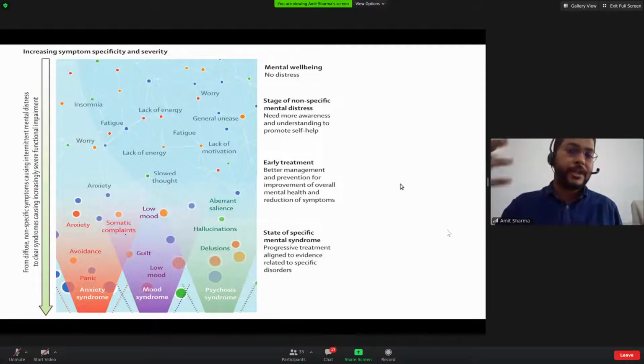So at the top, you have mental well-being. There's no distress. When these things are getting more attenuated, then you would want to start thinking of treatment or some kind of therapy that can be useful. And as you can see, as the person goes more towards the bottom of this figure, these are specific mental health syndromes that can be diagnosed by a clinical psychologist or a psychiatrist.